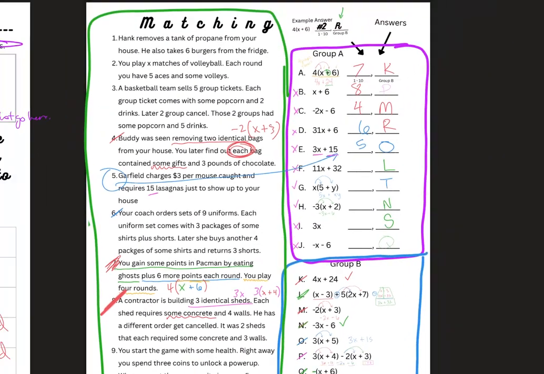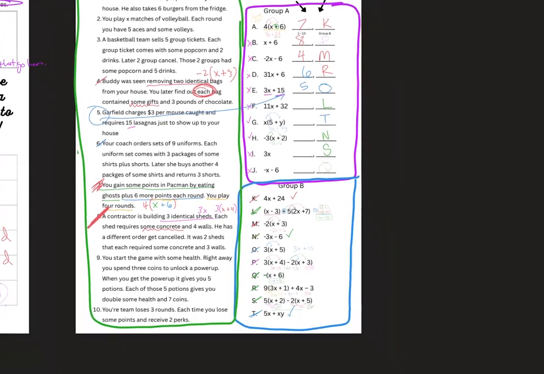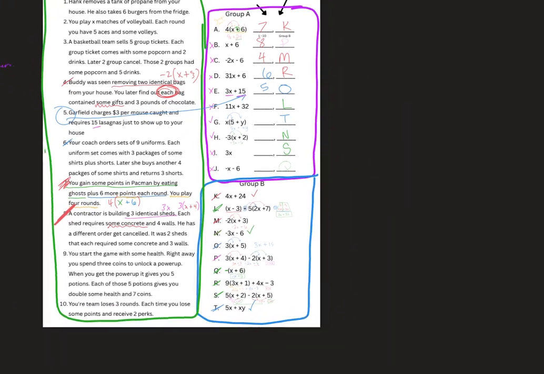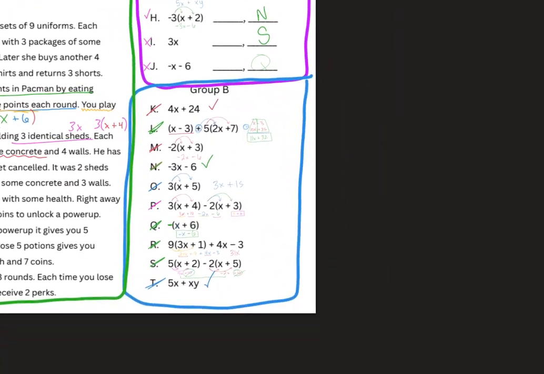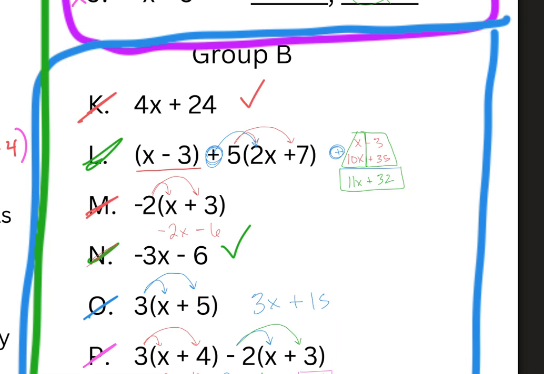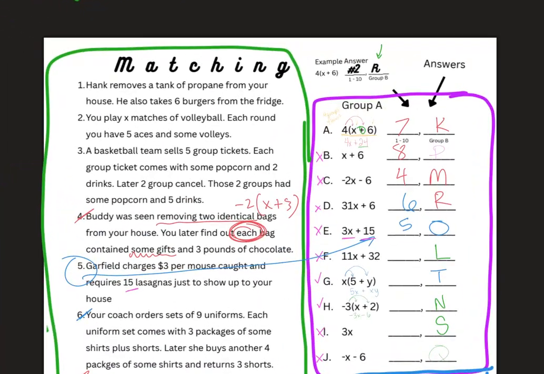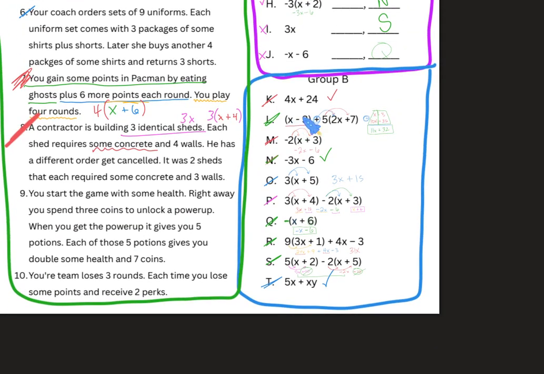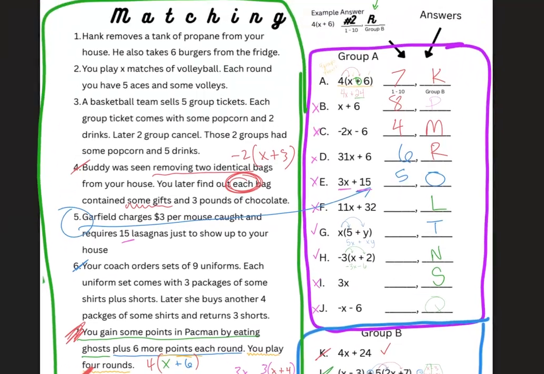F, 11x plus 32. Again, we've been around long enough to know there's no 11x. There's no 11, no 32. So let's jump down to L. And L is x minus 3 plus 5 groups. Okay, let's check this out. We know it's not Hank. We know it's not volleyball. A basketball team sells 5 groups. Okay, well we got 5 in L, right? So it needs to be 2x plus 7 if it's going to be that one.